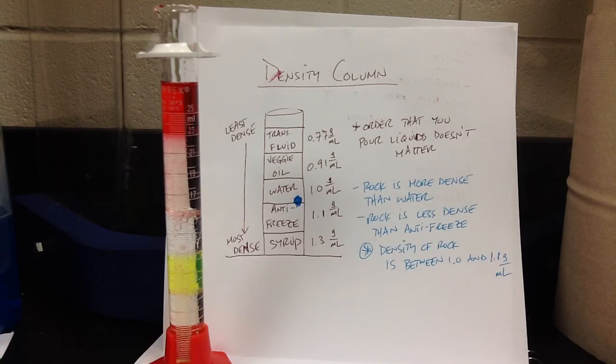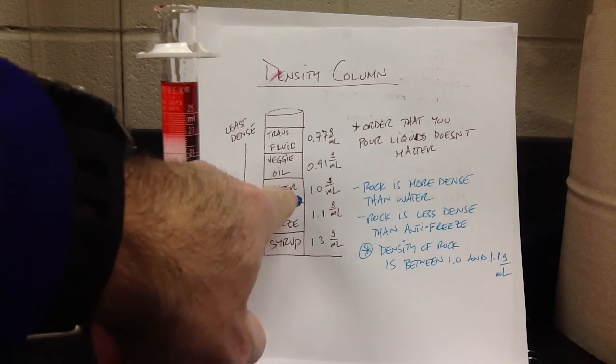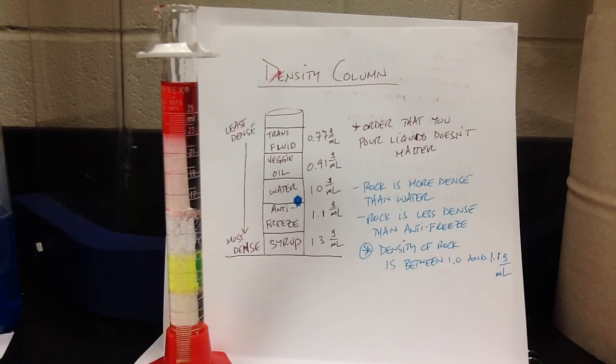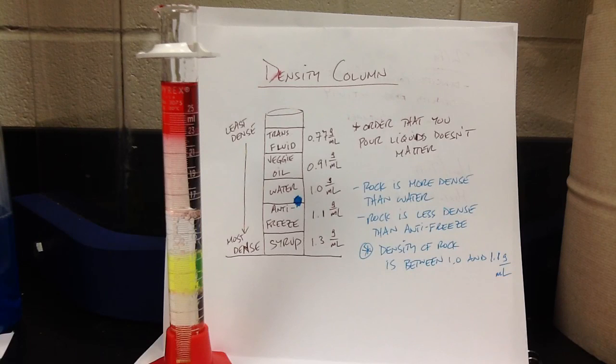Okay, we know that more dense things tend to sink. So this rock sank down in water, and so we know that that rock is more dense than water. However, it was settling on top of the antifreeze, so that means that it's less dense than the antifreeze. Alright, so what we can say is that the density of that rock is between 1.0 and 1.1, the densities of water and antifreeze. Okay, we cannot be specific and say it's the average of those densities, just that it's somewhere in between them.